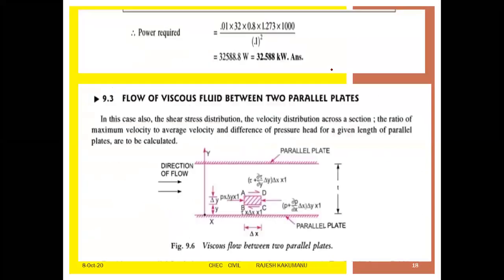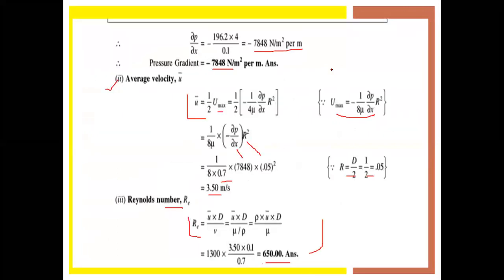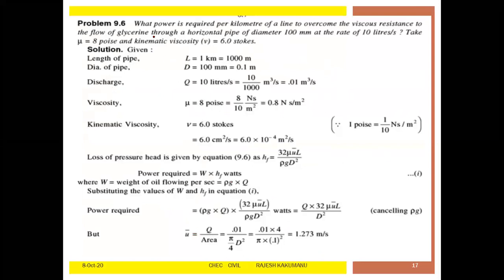Next problem, you are having the other topic. The last problem in this one: What power is required per kilometer of a line to overcome the viscous resistance to the flow of glycerine through the horizontal pipe of diameter 100 mm?